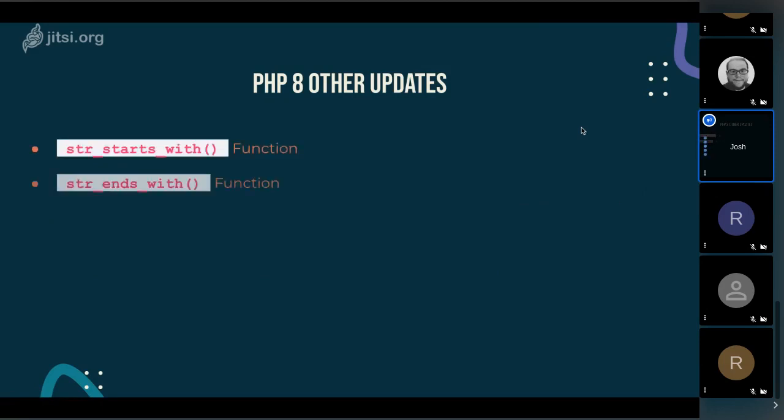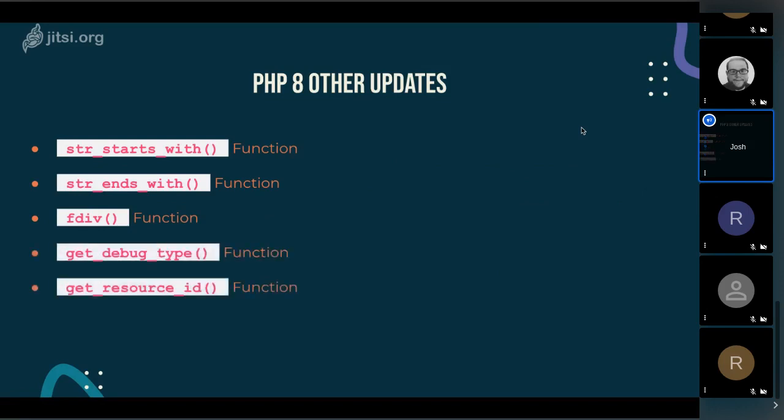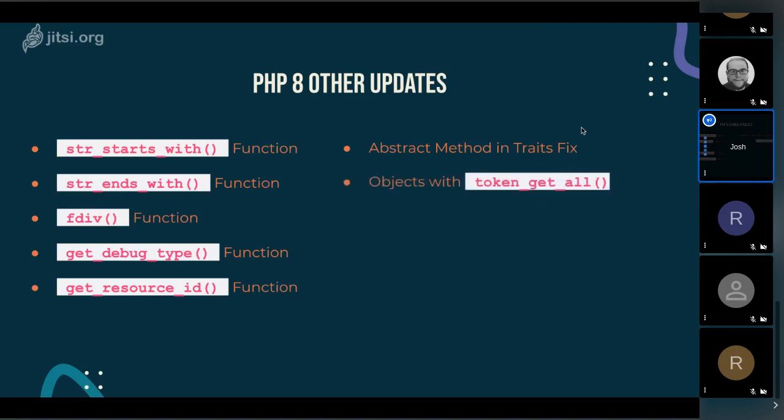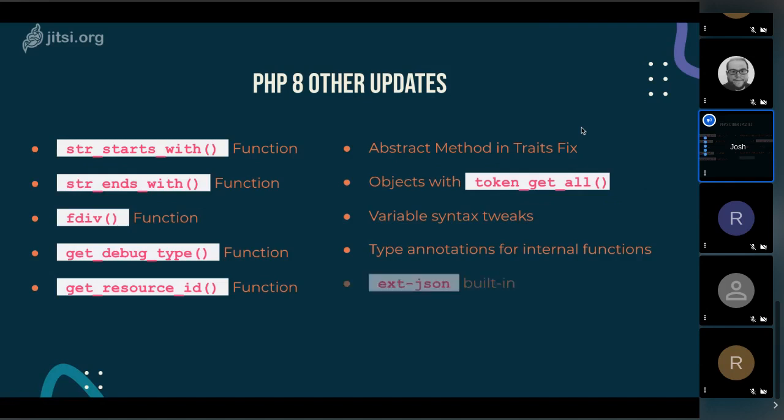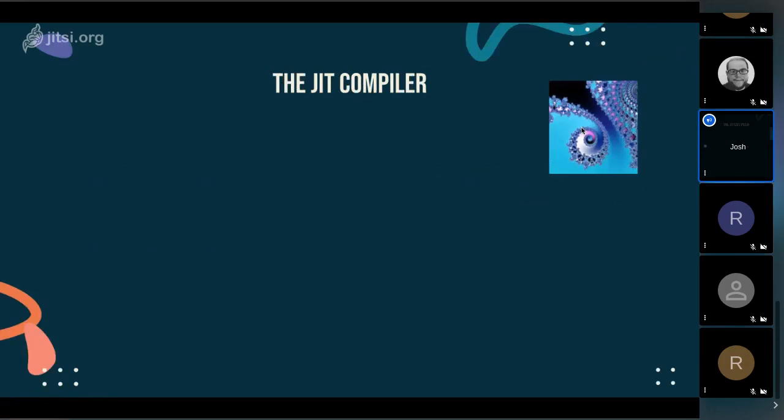str_starts_with, str_ends_with, also great additions. Heck, if we're adding str_contains, might as well add those. fdiv, we'll get into that. get_debug_type, get_resource_id, those are maybe not going to be used too much, but are pretty cool. Getting away from some old style kind of stuff. There is an abstract method traits fix that might break your code if you're not doing something right. And there's objects with token_get_all, underneath the hood stuff, probably not going to be too useful unless you're doing crazy stuff. Variable syntax tweaks, we'll very lightly touch on that. Type annotations for internal functions, we'll touch base on that. And the extension for JSON is now built into PHP.